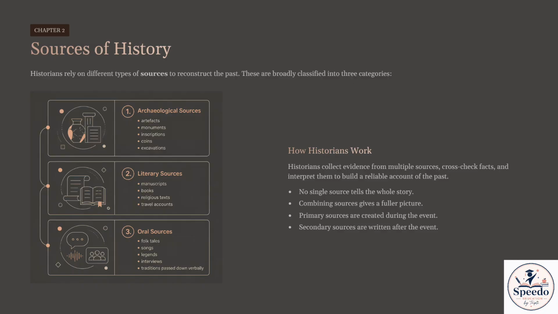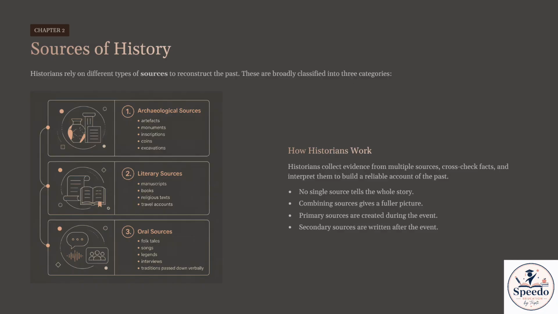Historians collect information from many different places. They carefully examine each source, compare it with others, and then prepare a reliable account of history. No single source can tell the complete story. For example, a king's inscription may describe his victories, but coins, monuments, and archaeological discoveries may reveal additional facts about his kingdom. Therefore, historians always combine different types of evidence before drawing conclusions. Historical sources are mainly divided into three major categories.